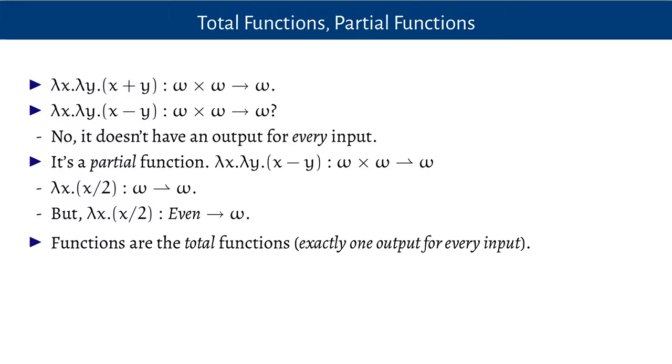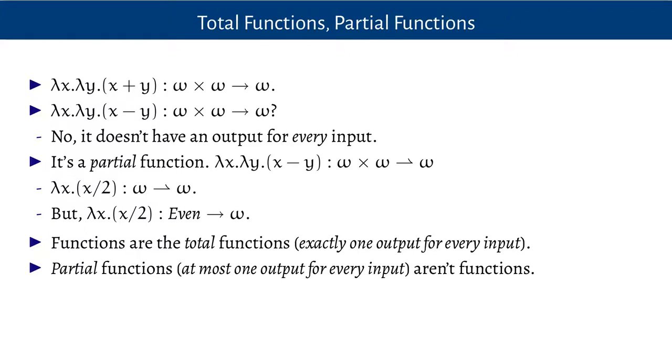Now, functions, as we talk about them, are total functions. They have exactly one output for every input. Partial functions have at most one output for every input, and most of them aren't actually total functions. They aren't functions, but they're parts of functions, or they're almost functions, or they would be functions if they were defined a little bit more. Think of the word partial in this case as not like a special kind of function, but like almost or fake. Something like that. A fake gun isn't a gun. An almost solution to a problem isn't a solution to a problem. A partial function is a part of a function.